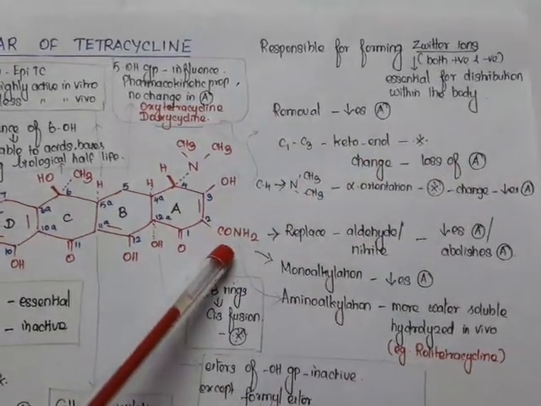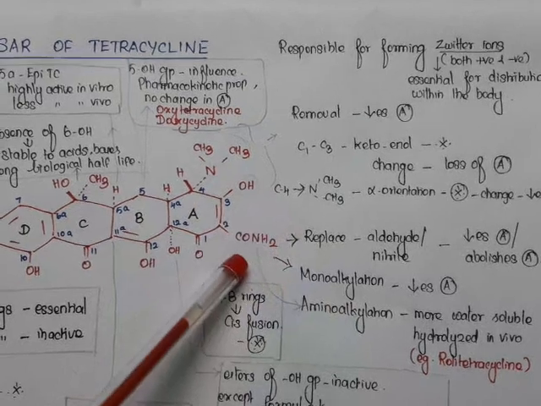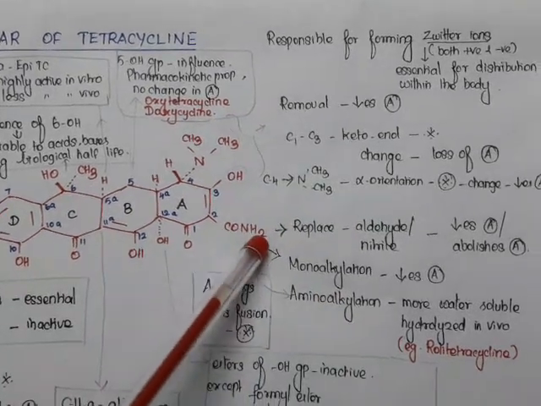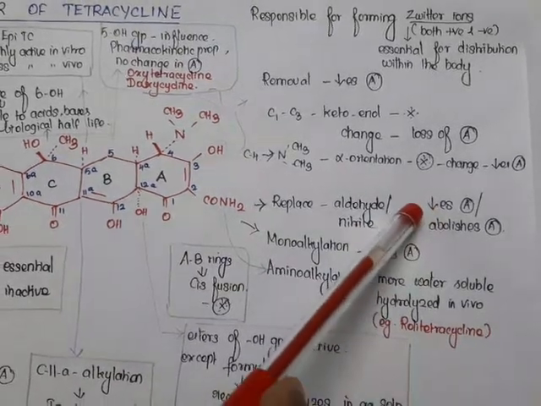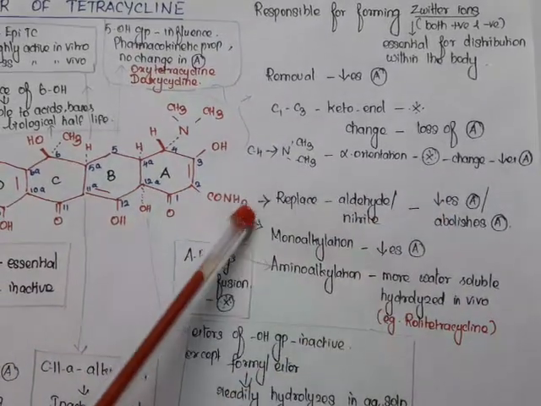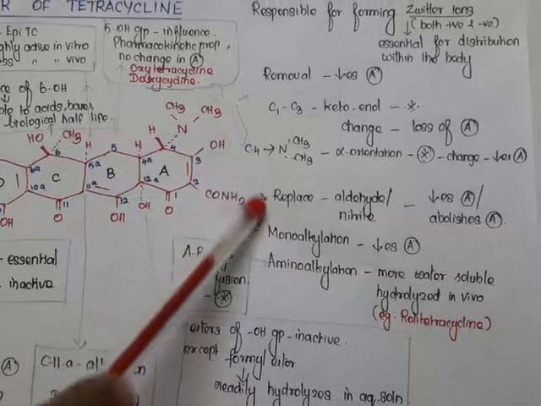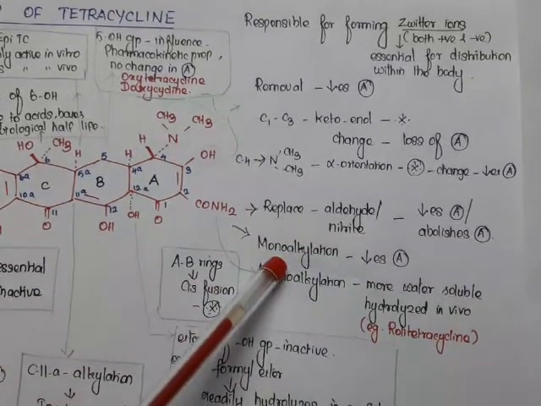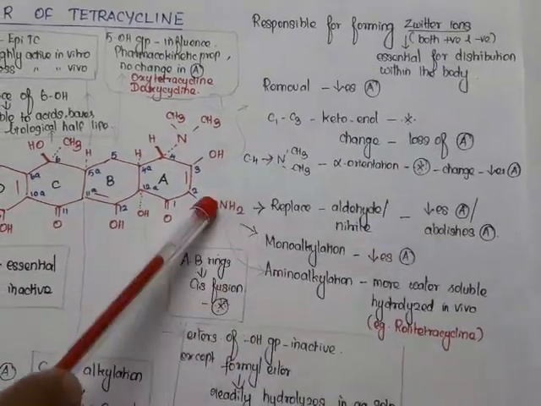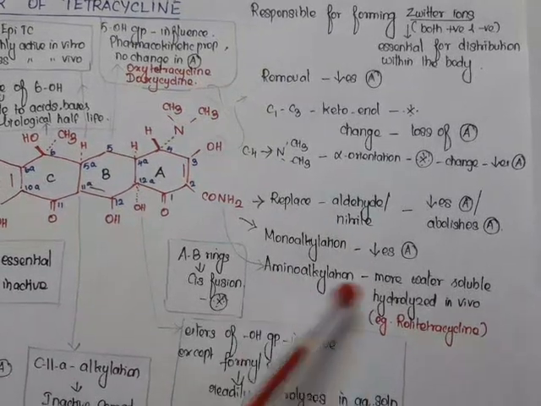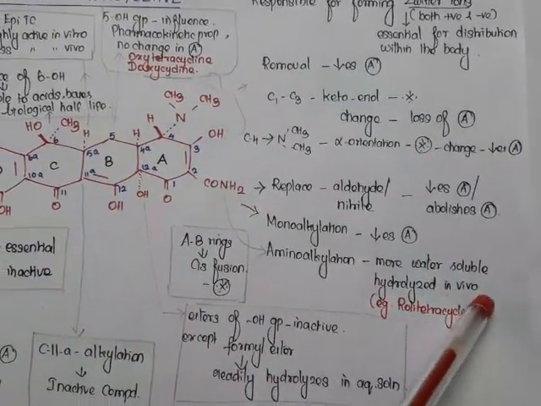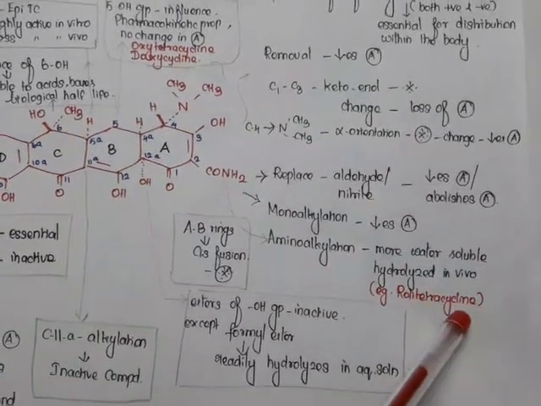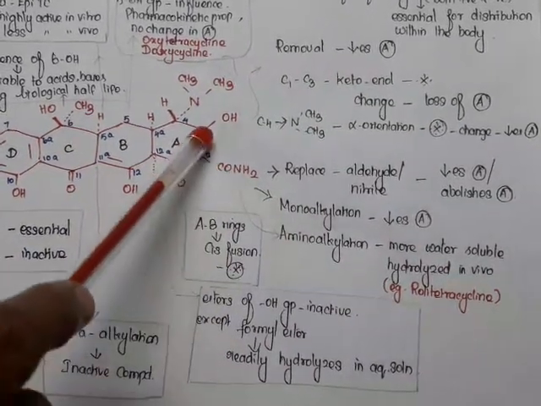And in second position we have the carboxamide, that is CONH2. If that is replaced by aldehyde or nitrile, activity would be decreased or abolished. And the nitrogen of the amide, if it undergoes monoalkylation, activity would be reduced. If it is undergoing aminoalkylation, we are getting a more water soluble compound, but that would be hydrolyzed in vivo. Example is Rolitetracycline.